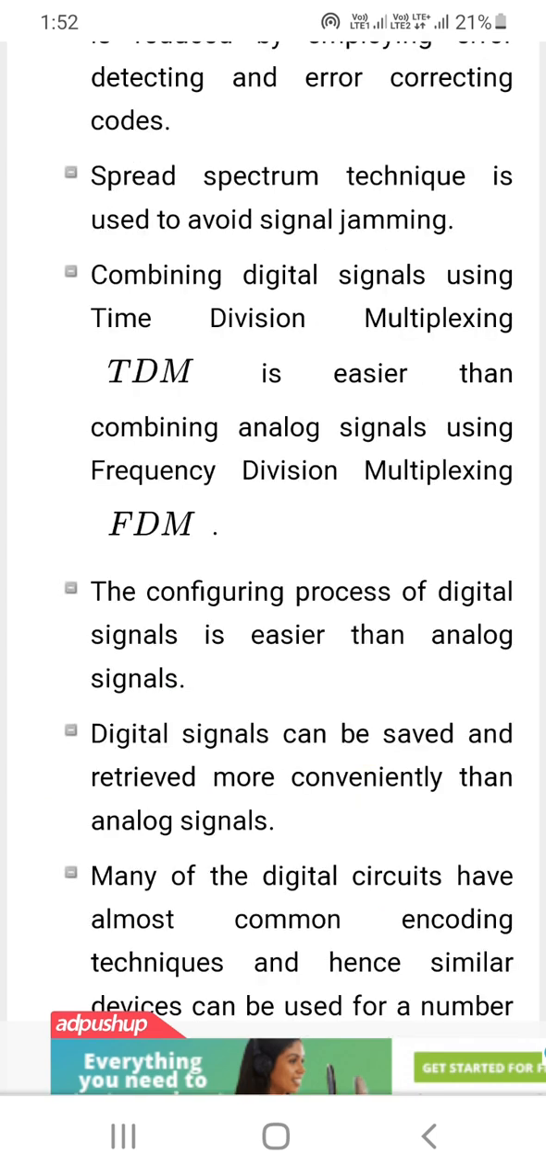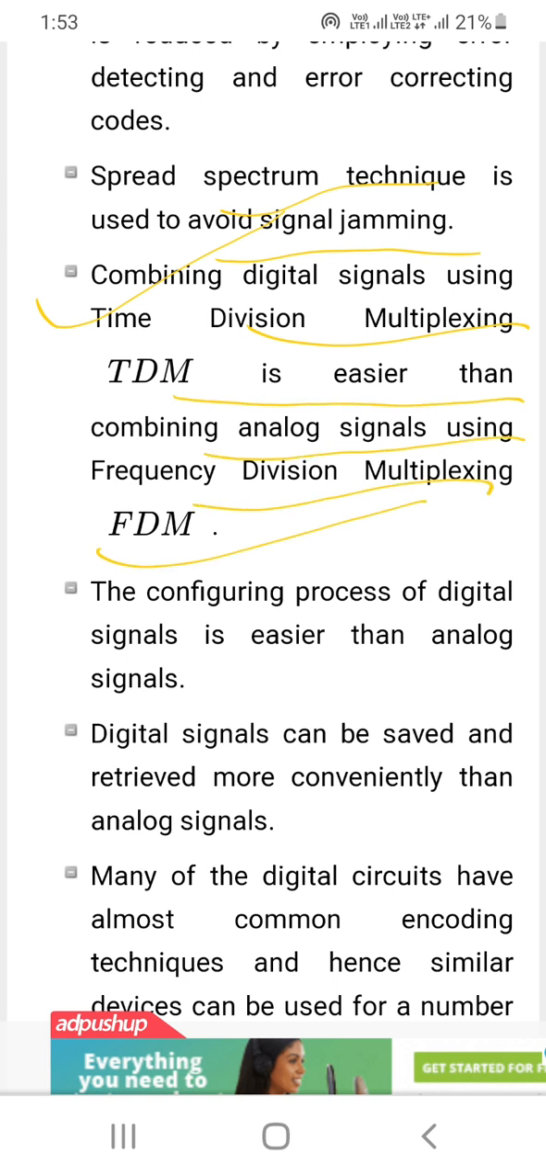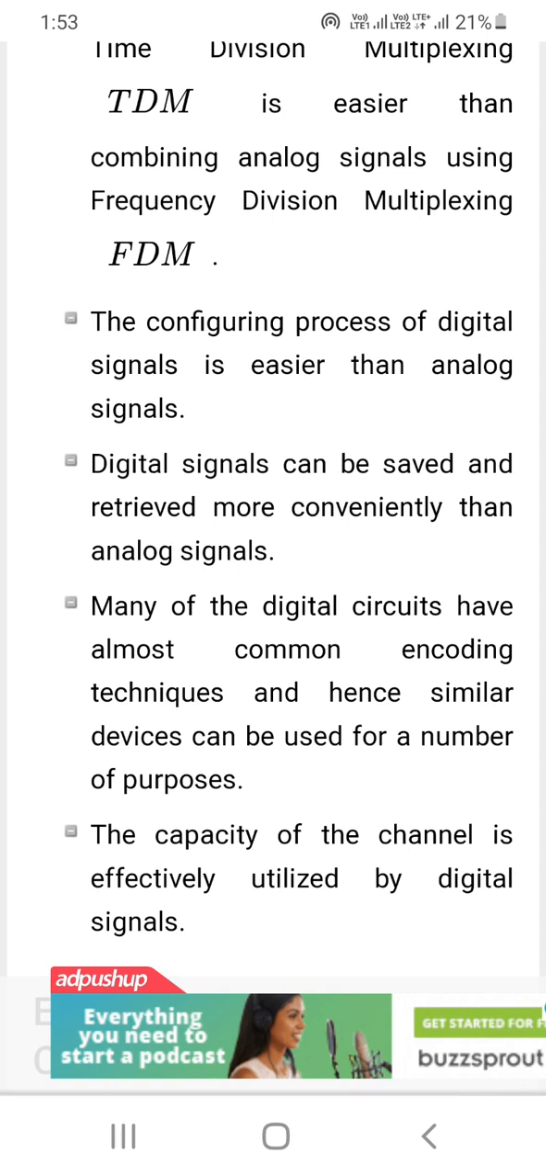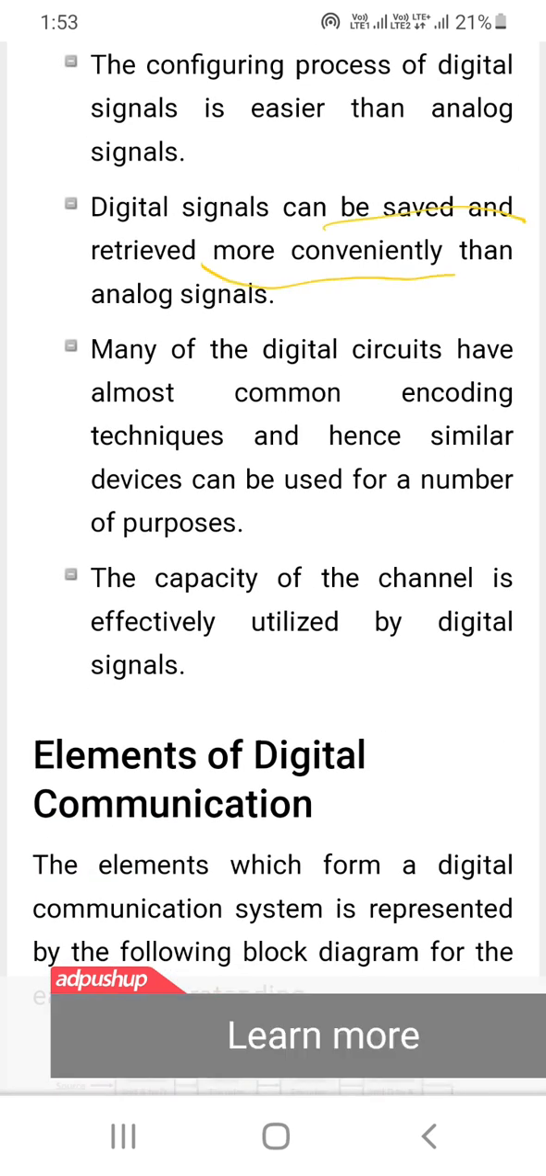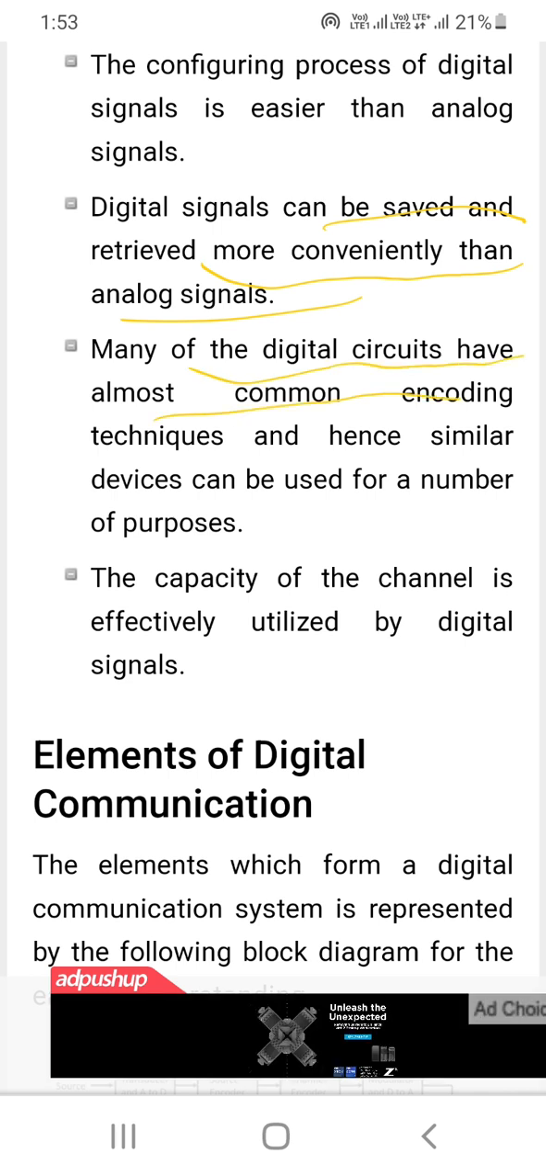Spread spectrum technique is used to avoid signal jamming, combining digital signals using time division multiplexing and frequency division multiplexing. The configuration process of the digital signal is easier than the analog signal. A digital signal can be saved and retrieved more conveniently than an analog signal. Many digital circuits have almost common encoding techniques, and hence similar devices can be used for a number of purposes. The channel capacity is also effectively utilized by digital signals.